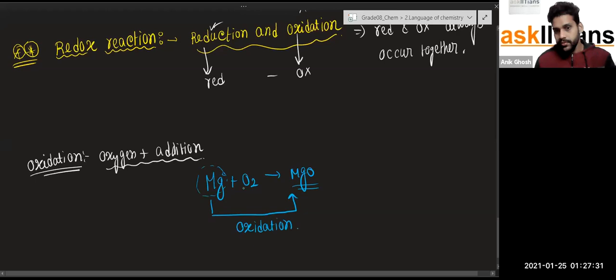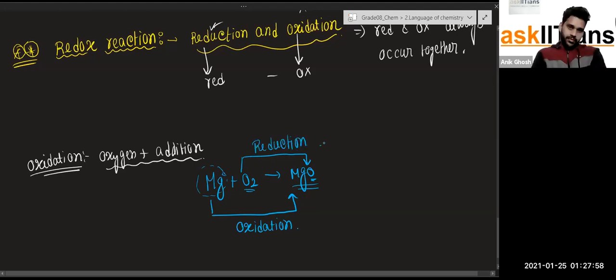Fine. Now, what is happening to this O2? Initially, it had 2 oxygen atoms. Now it has only 1 oxygen atom. So there is a subtraction of oxygen, isn't it? This is exactly the opposite of oxidation. So whenever there is a reaction opposite to oxidation, we call it reduction. That is called oxidation and reduction.